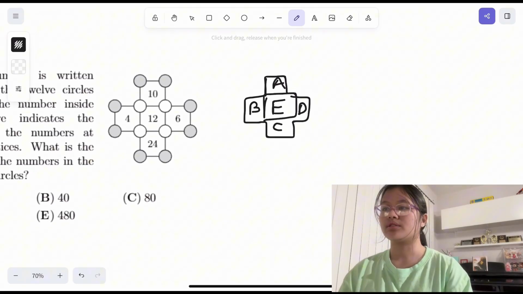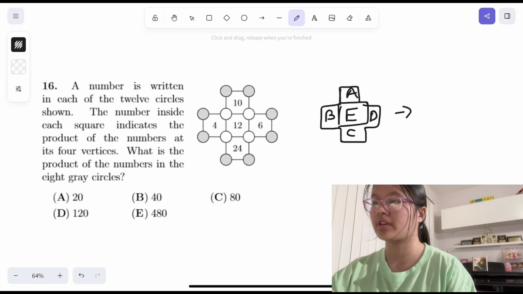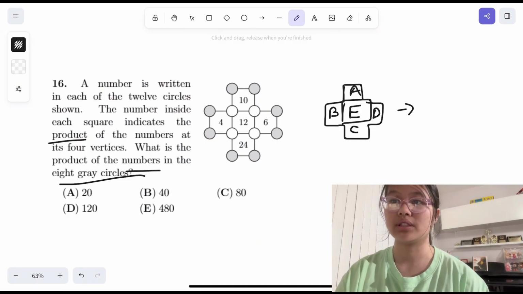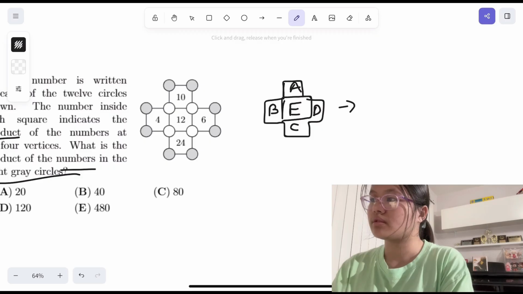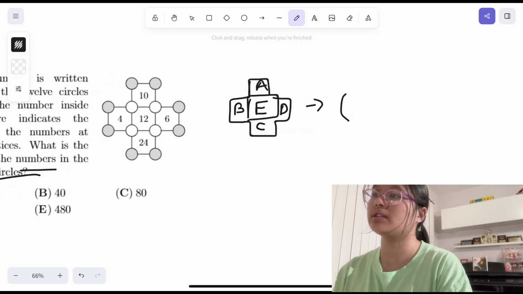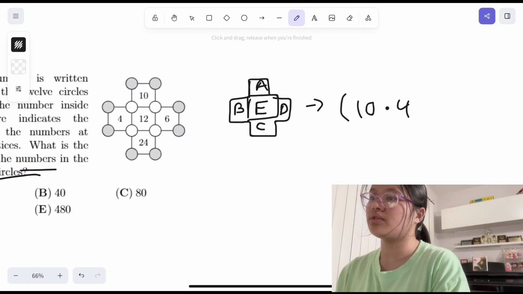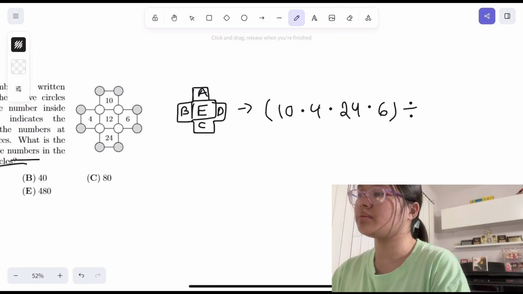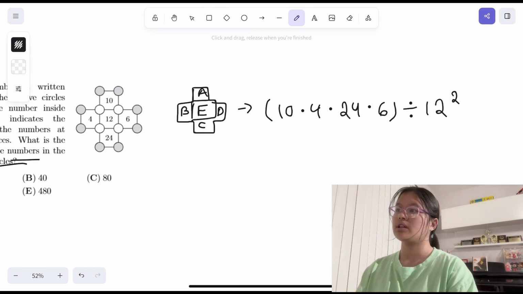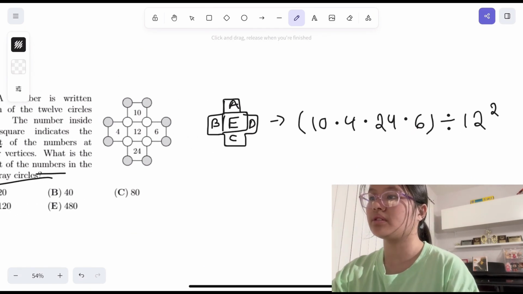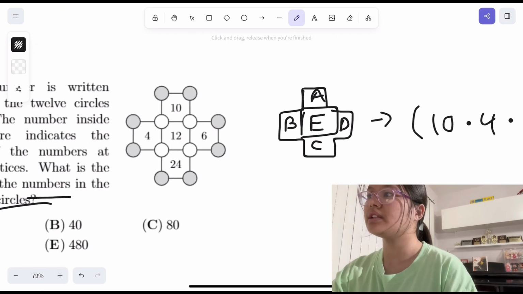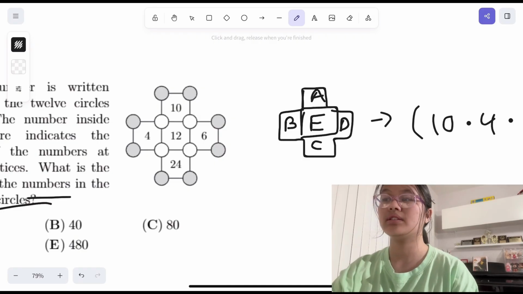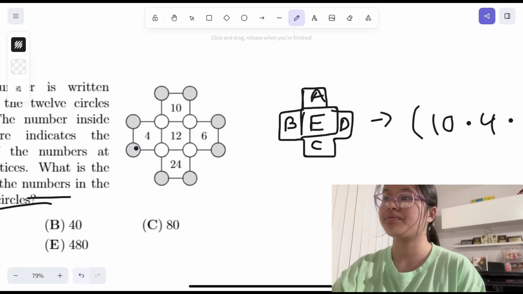So we can do another equation to find the product, which is for the numbers in the 8 gray circles only. So what we do, we'll plug in those numbers. 10 times 4 times 24 times 6 divided by 12 to the power of 2, or 12 squared. Alright, and basically how we get this is we do A, B, C, D divided by E squared. That's how we got it.